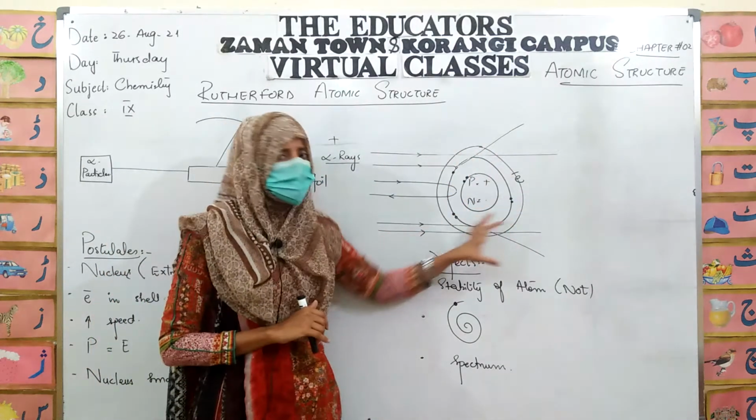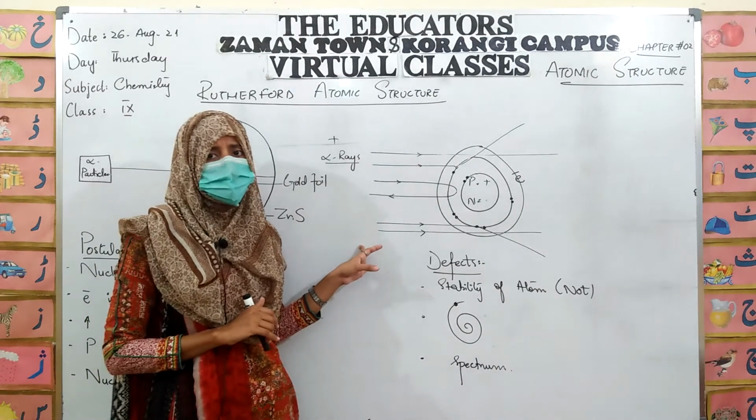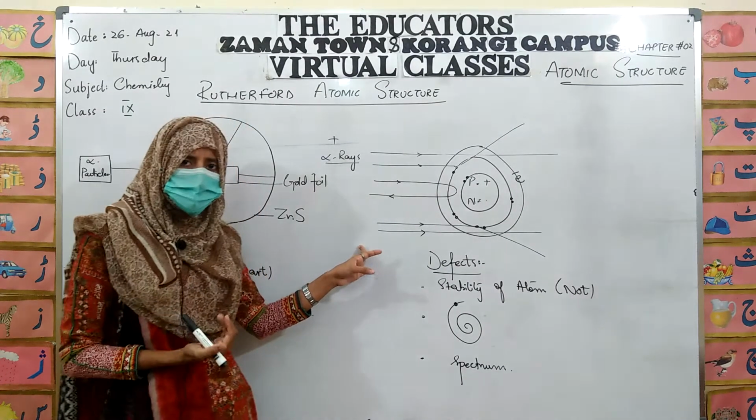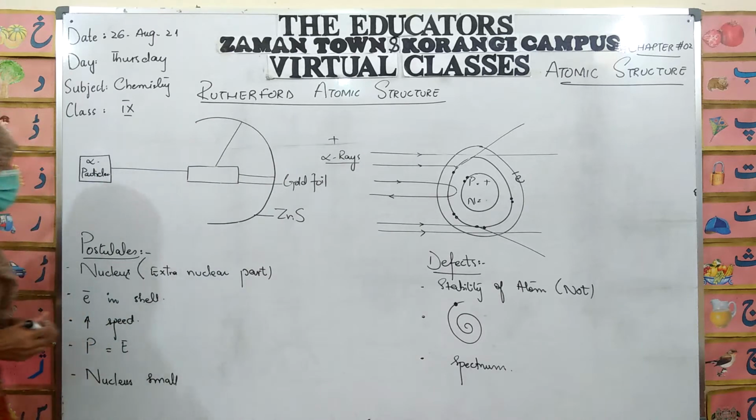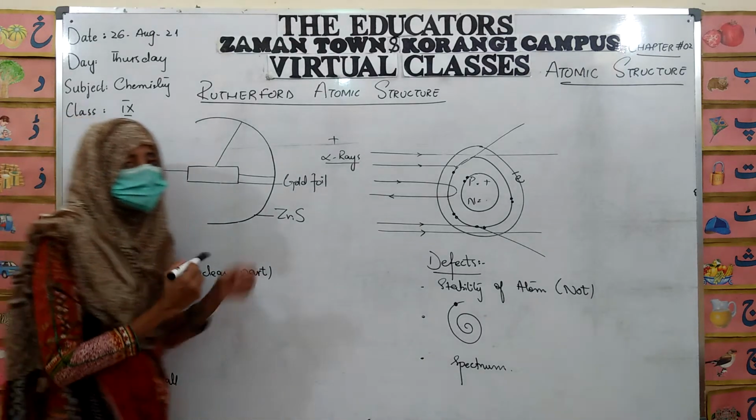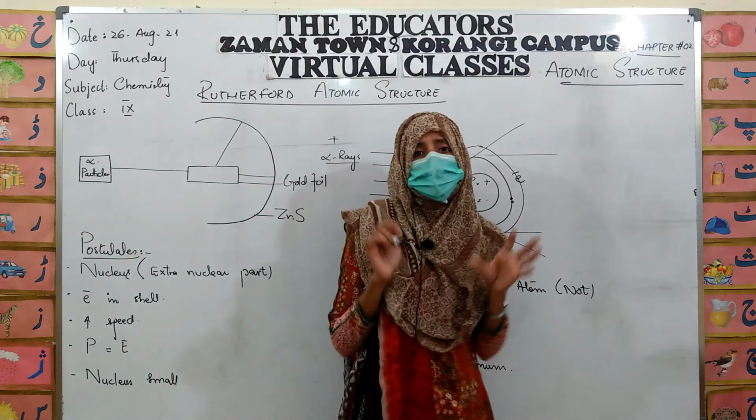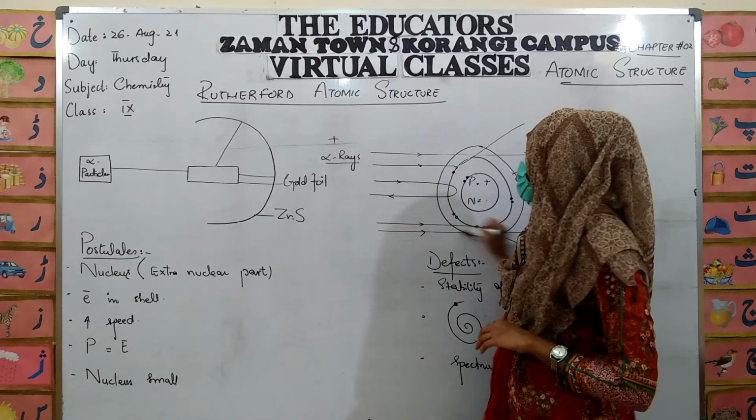So after this observation, Rutherford presented some postulates. So let's hear. The first postulate is that most of the part of the atom is empty.